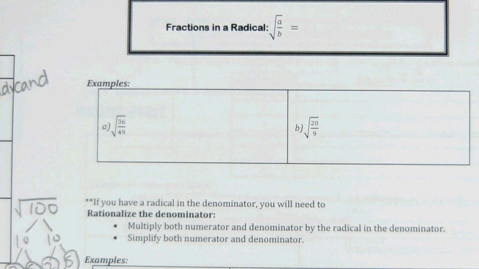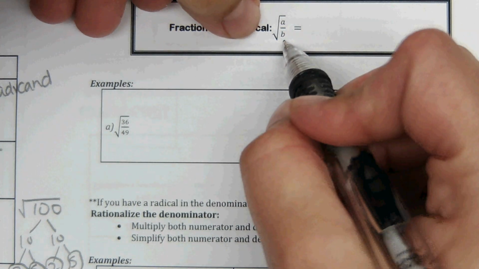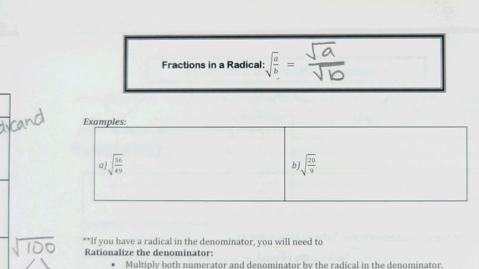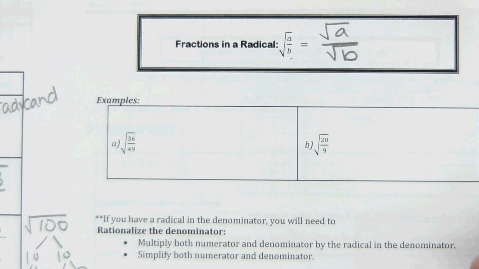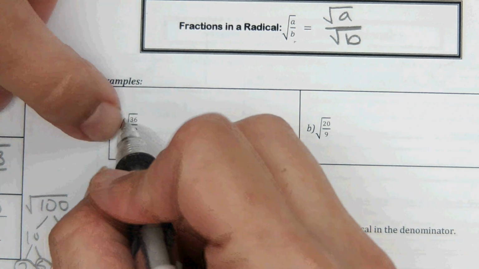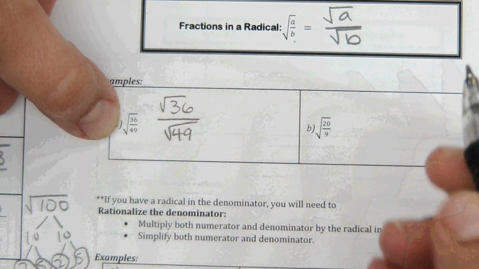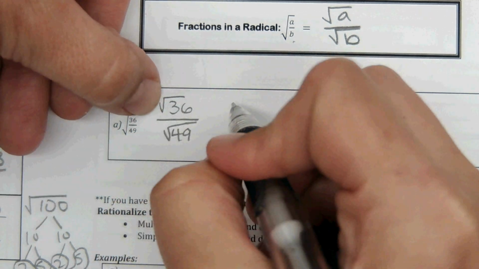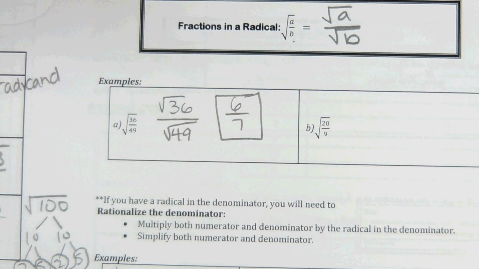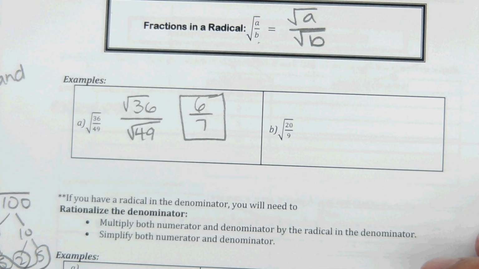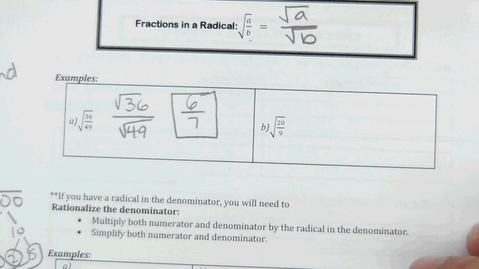Okay, so over here it says, what about fractions with radicals? If you see something like this, you can just break it up as square root of a over square root of b. That's what we're going to be doing. So for the first example, it would just be square root of 36 over square root of 49. It just so happens that those are perfect squares, so we get 6 over 7, and we're done.